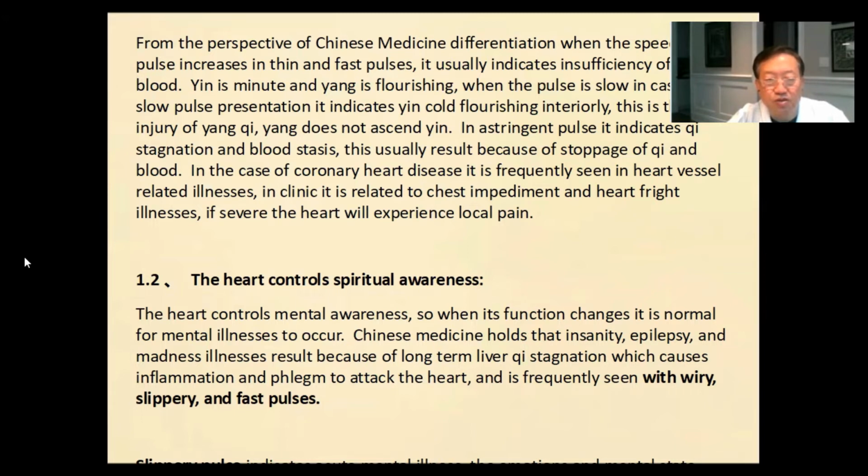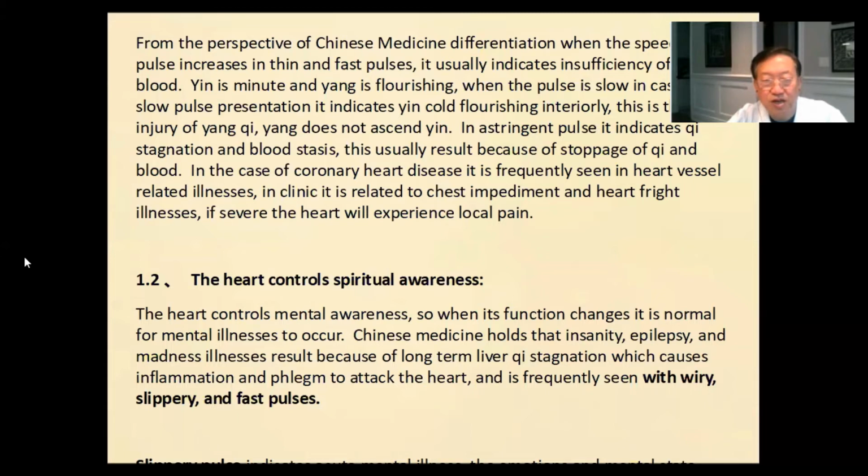Yin is minute and yang is flourishing. When the pulse is slow, in cases of slow pulse presentation, it indicates yin cold flourishing interiorly. This is the injury of yang qi. Yang does not ascend yin. In astringent pulse, it indicates qi stagnation and blood stasis. This usually results because of stoppage of qi and blood.